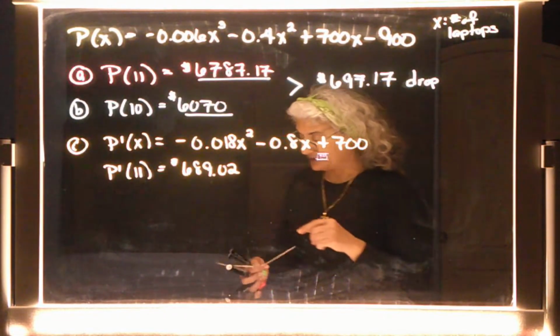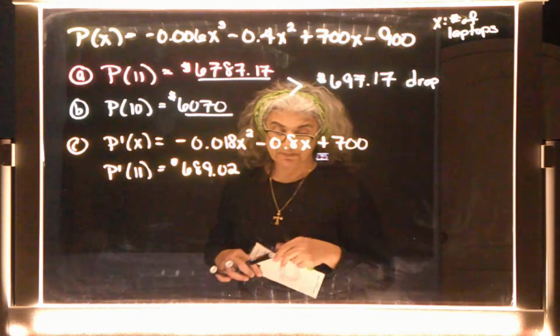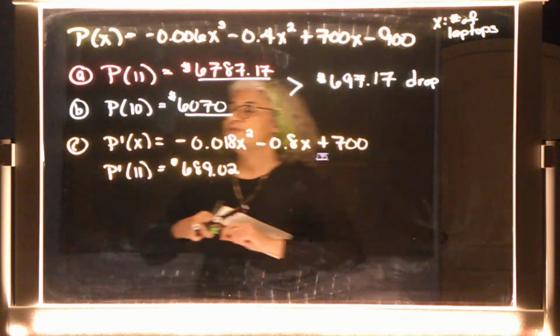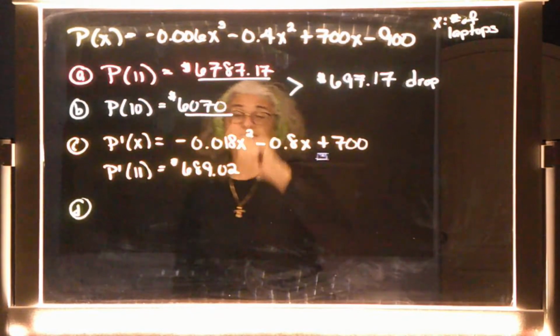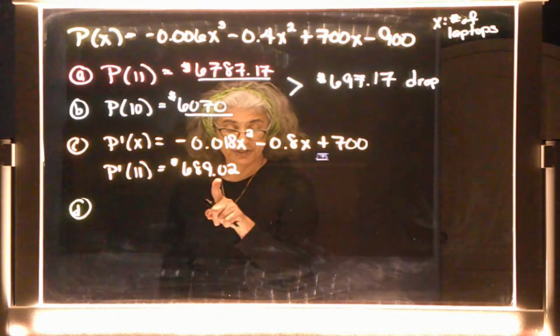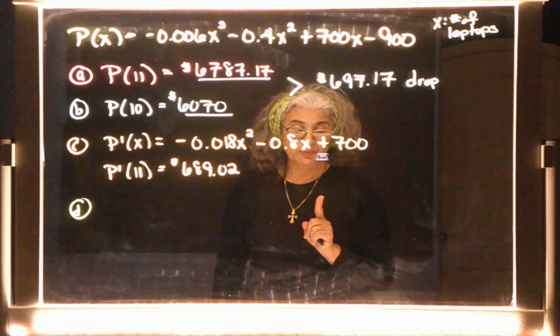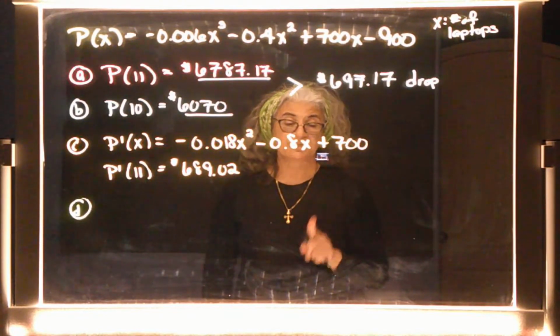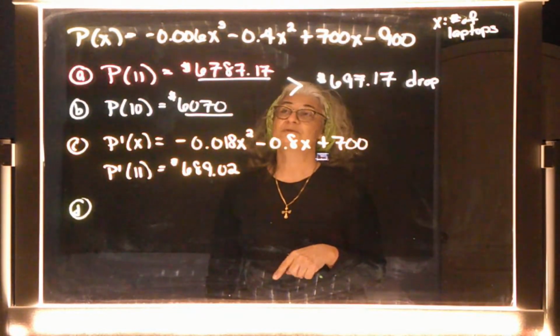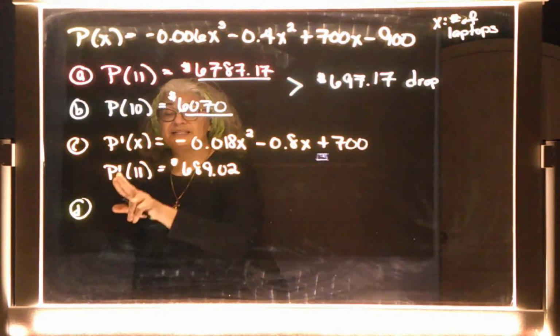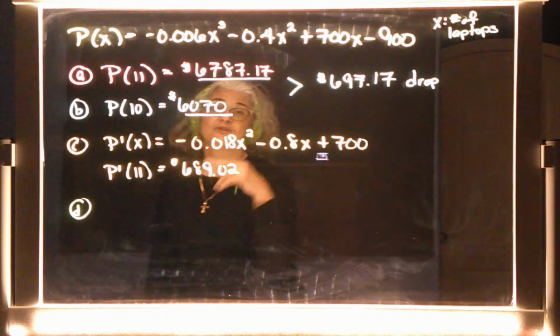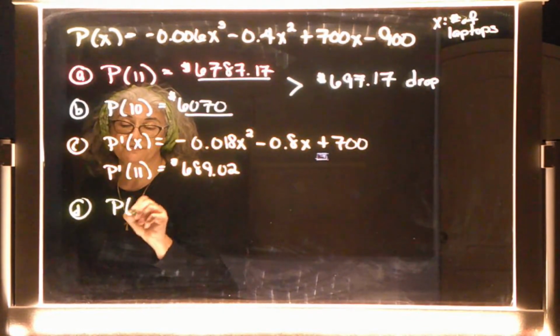Okay, one more part. Part D, what do they want to know? Use the answer from part A and part C to estimate the profit from production of 12 laptops. Okay, so if this is the profit at 11 and this is the marginal profit at 11, what do you think you're going to do to find the profit at 12?